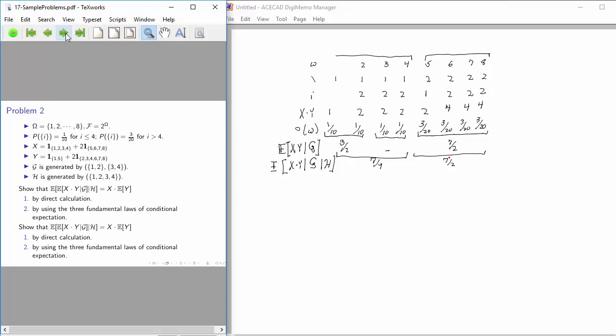Okay, so we've worked out the left-hand side. Now let's work out the right-hand side. What's the expectation of y? Well, that's just a number. There's a probability of 1/10 of getting 1, plus a probability of 3/10 from 2, 3, and 4 of getting the value 2, plus a probability of 3/20 of a 5 and getting the value 2, plus 3 times 3/20 or 9/20 probability of getting the value 4.